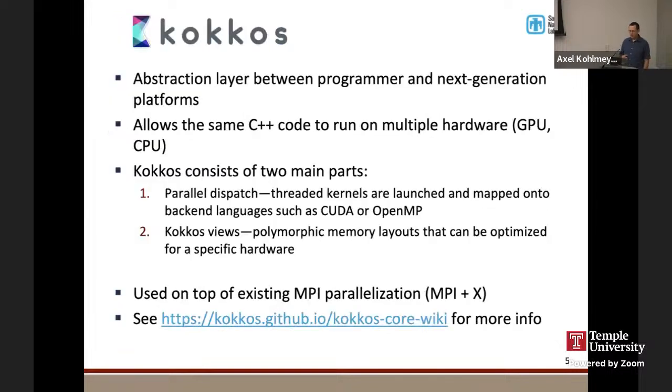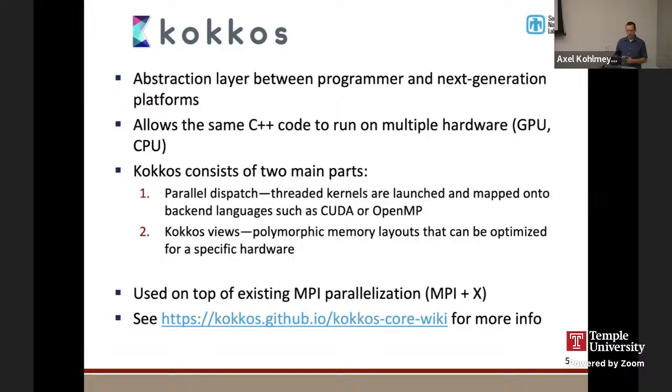And so Kokkos comes in as really an abstraction layer between the programmer and all these GPUs and accelerators. It allows the same C++ code to run on multiple hardware. And so the idea is that you just write your code once in Kokkos, and then you let Kokkos map it onto backend languages. If some new machine comes along, you add a new backend into Kokkos. You don't have to change LAMMPS, except maybe some trivial changes.